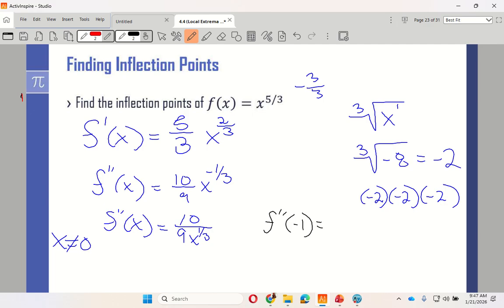Is it a positive or a negative? It's a negative. So it's actually -10/9. Therefore, if it's a negative, that tells me the concavity is concave down. This number was neither a min nor a max, so I can't say it was a min or max. I'm just checking concavity here. Now, pick something to the right of that. +1. +10/9. It's concave up.